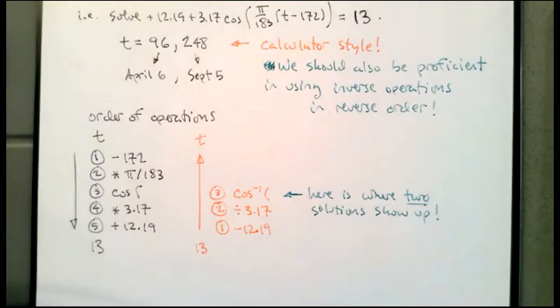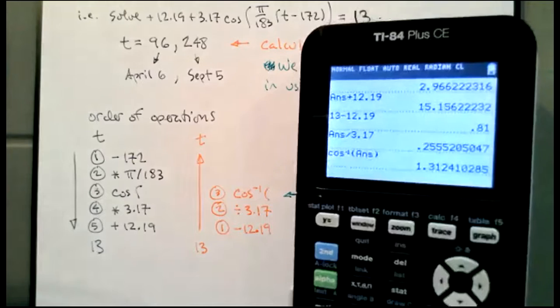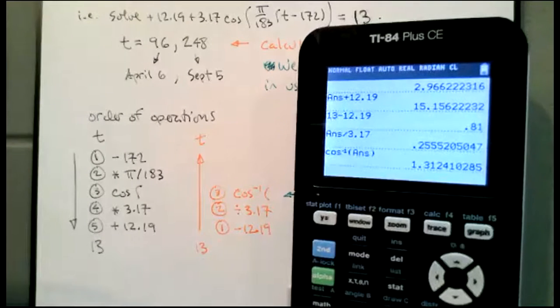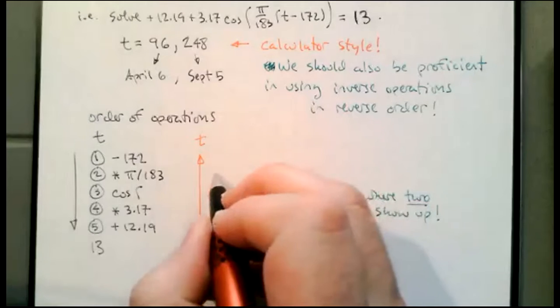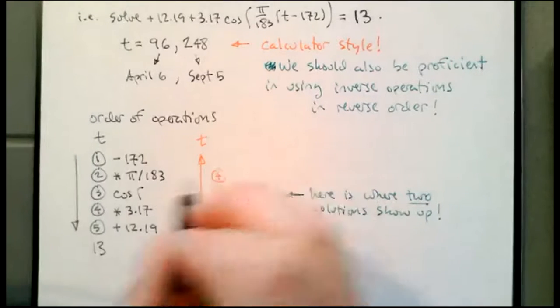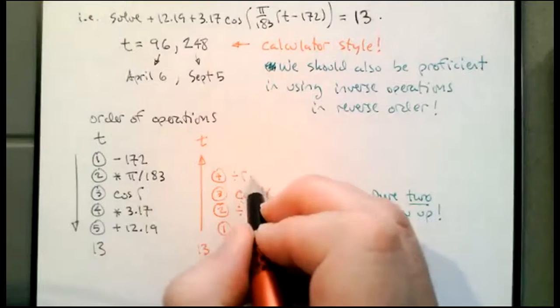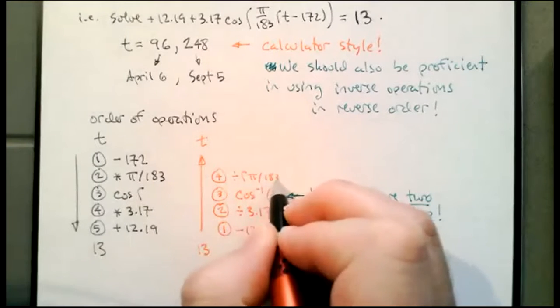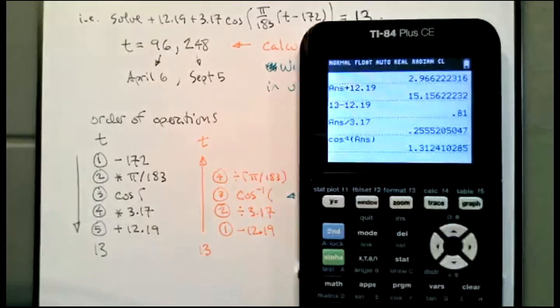So that cosine inverse step is where two solutions are going to show up. Let's just proceed with the one that we've found so far, the 1.31, and see where this leads. Before we did cosine, we multiplied by pi over 183. So we're going to divide by pi over 183. I'm going to take my 1.31 and divide by, I need parentheses now, pi divided by 183.